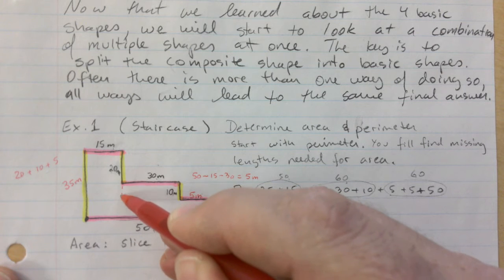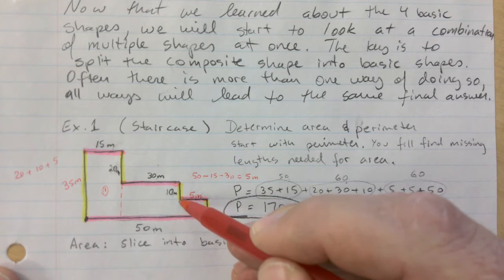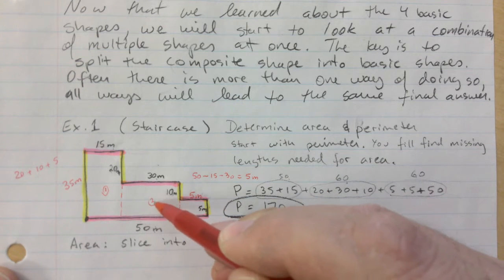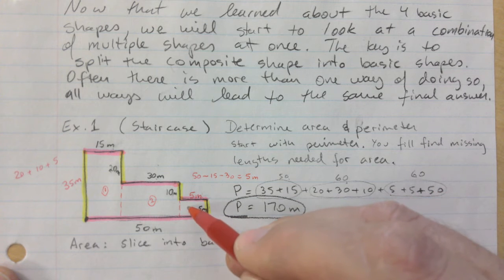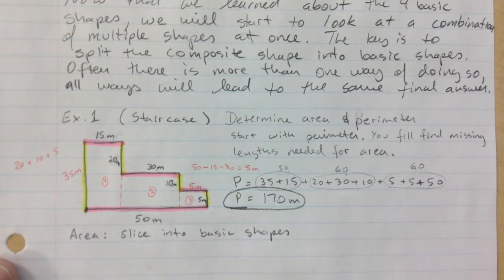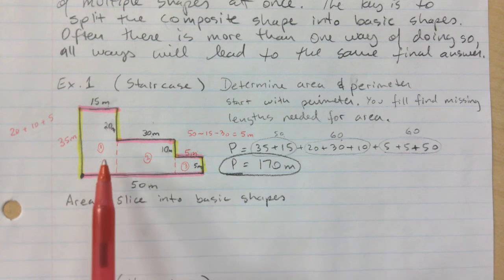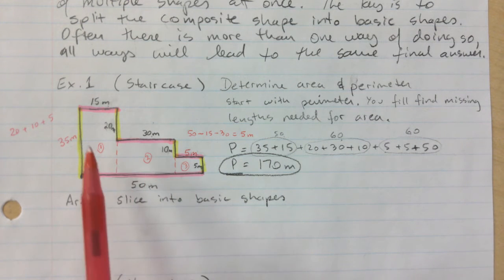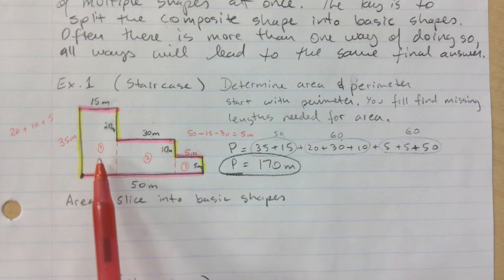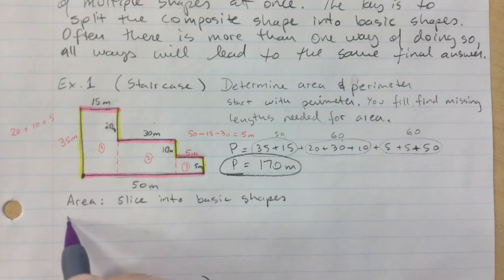So you go here, we're going to call this 1. We slice this here, we're going to call this 2. And this little one here, we're going to call that 3. Okay? So if you want the area of this whole thing, you need to slice it into 3 smaller areas. And then find the different areas. And we're talking rectangles for all of them.